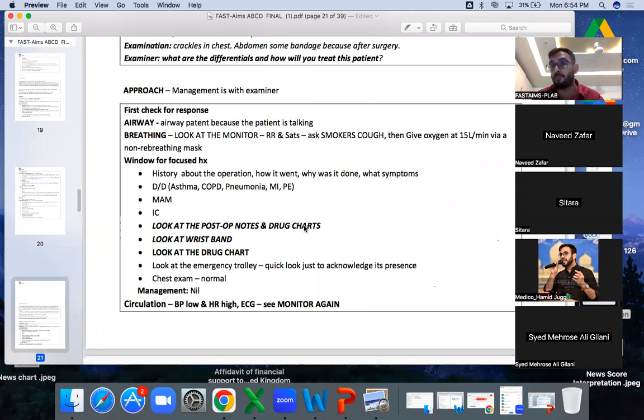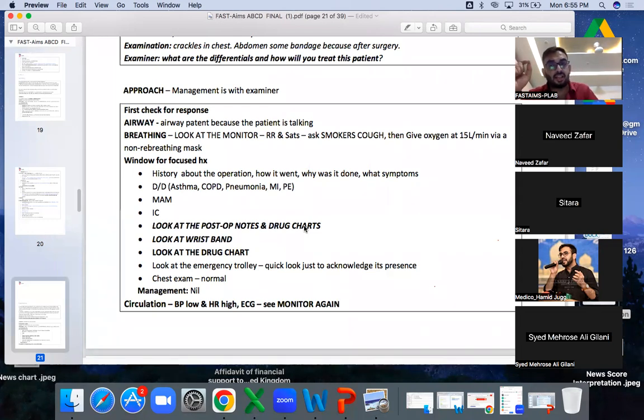If this type of situation comes, for example a post-operative patient with hypotension, whatever the surgery is, it can be hysterectomy, it can be appendectomy, it doesn't matter. The patient is post-operative with shortness of breath. You have dealt with the breathing, and in the circulation part, you have not examined the abdomen, you have not looked at the wound, and you have not seen any bleeding. This station is going to be failed.